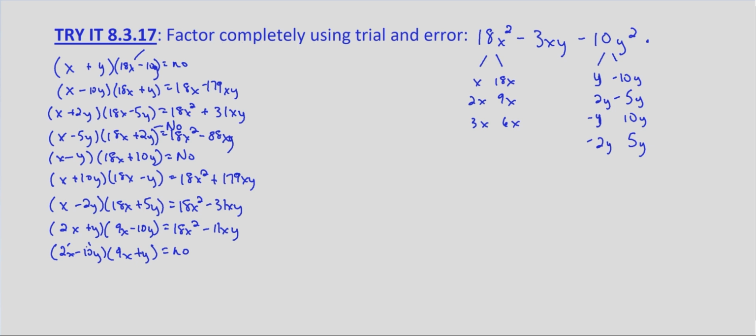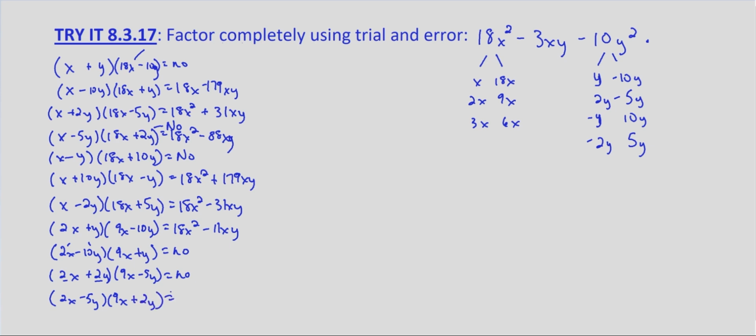So we'll go on to our second row. 2x plus 2y times 9x minus 5y. We know that's going to be a no because we have 2x and 2y. That has a common factor of 2, so we know that one's a no. We'll switch the second ones around. So 2x minus 5y times 9x plus 2y.